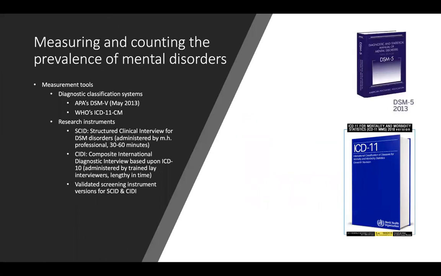Measuring and counting the prevalence of mental disorders. So what kind of measurement tools are they using? They're using diagnostic classification systems and research instruments. The classification systems you'd be more familiar with would be the DSM-5 or the ICD-11. Some of the research instruments include the Structured Clinical Interview for DSM Disorders. You also have the Composite International Diagnostic Interview based on the ICD-10, and some validated screening instrument versions for the SCID and the CIDI.